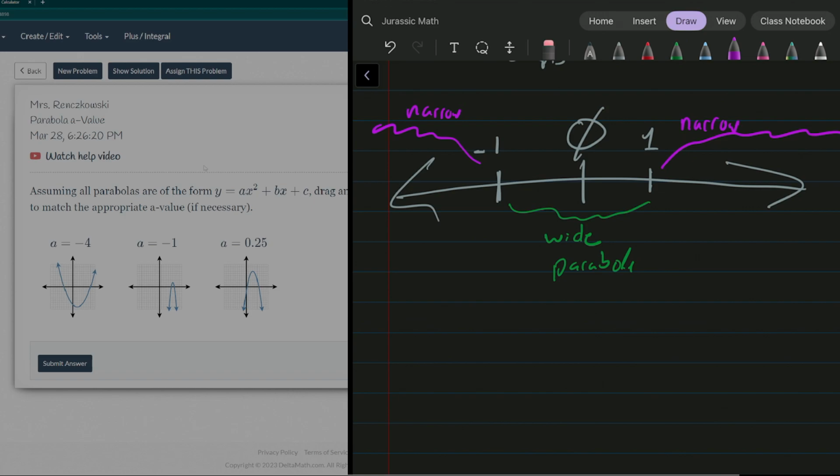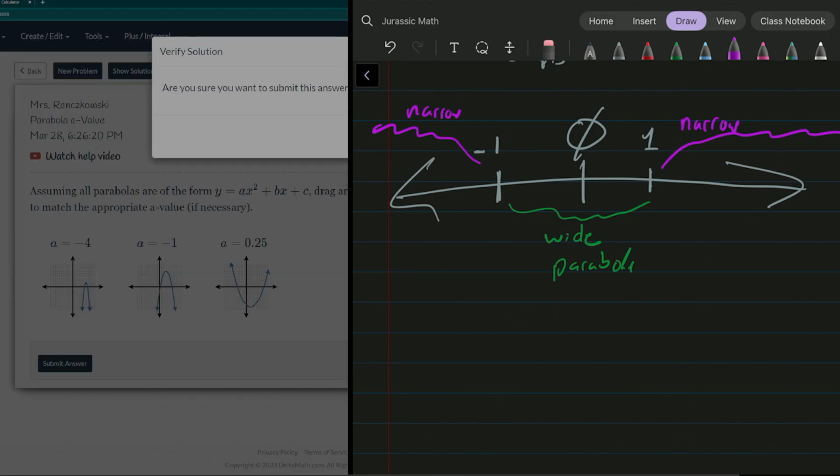Narrow. So that's all you have to think, okay, assuming all problems are in this drag and drop to match the appropriate A value. In here, 0.5 is the closest to 0, so that means I have to move the widest one over there. Negative 4 is going to be one of the narrow ones. So there we go, that order.